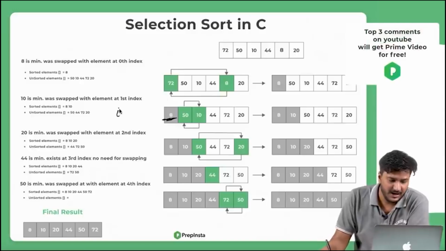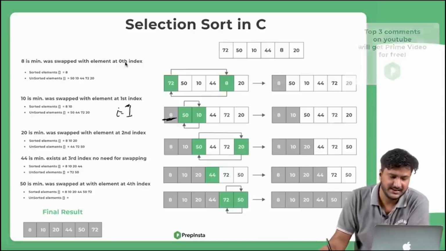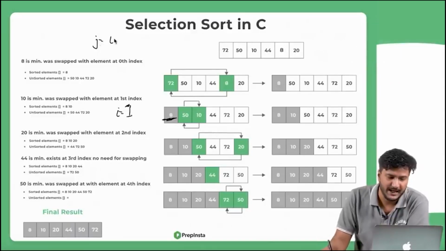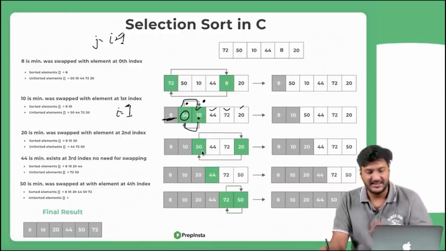So I will start from i equals 1. In this case, my j for loop would start from i plus 1, so my i value would be this, and my j value will start from this. I will store the same thing and find this is the minimum index, so I will swap both of them. Essentially, this is what is happening.